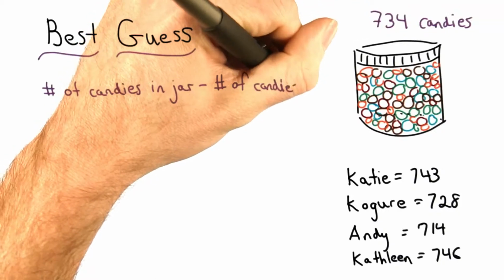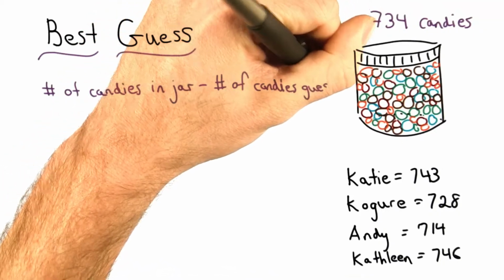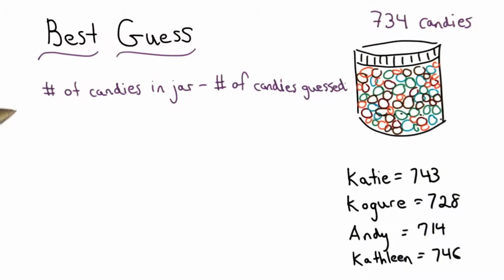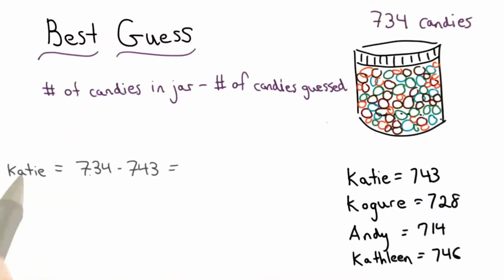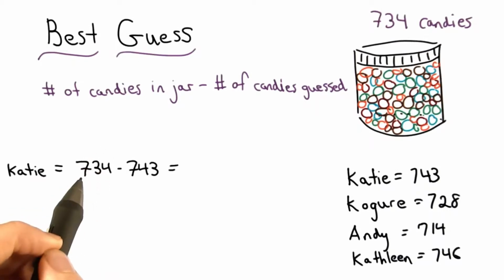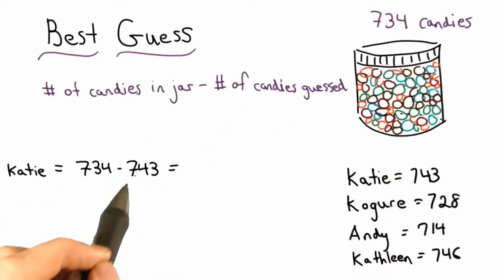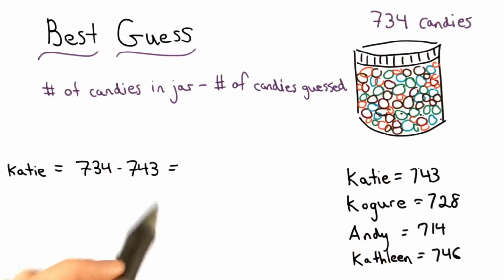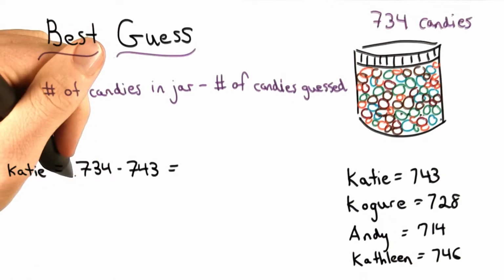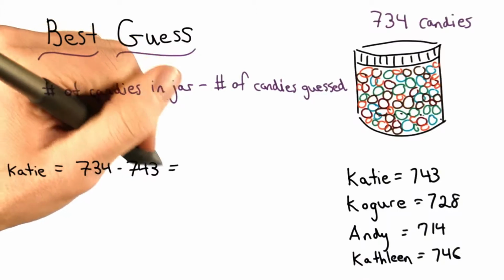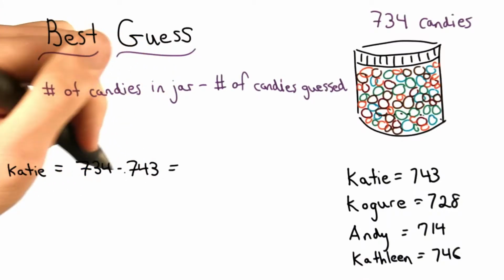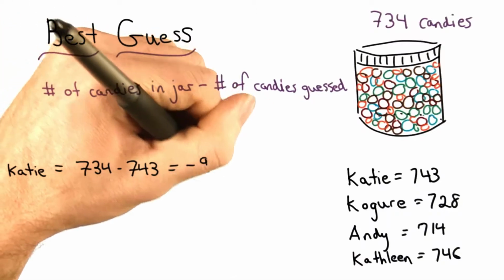Okay, so we want someone with the closest answer to the number of candies in the jar. So I could do the number of candies in the jar minus the number of candies guessed. So for Katie, there were 734 candies in the jar minus 743, her guess. I have positive 734 and negative 743. I know that this number is more negative. It's 9 more negative, so I have negative 9.